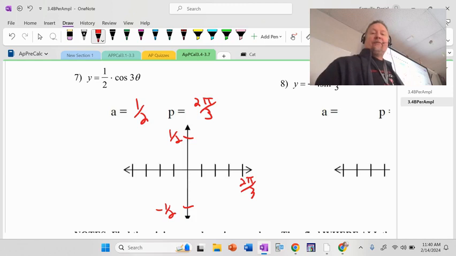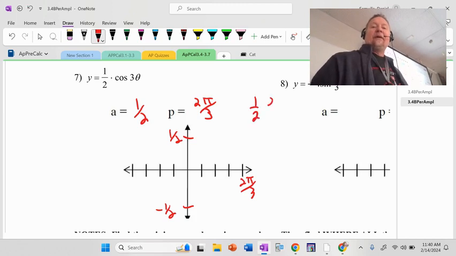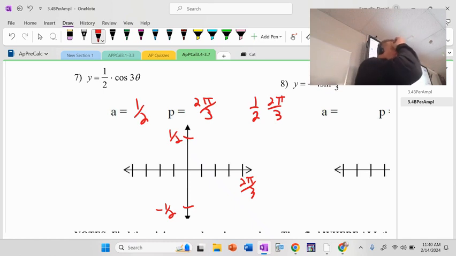I actually put this in first period. I still couldn't get anyone to answer this. That's why I want to cry. What is half of 2 pi over 3? What's the answer to that? 2 pi over 6. I get a pi over 4. Okay, hold on. But what's 2 pi over 6 reduced to?